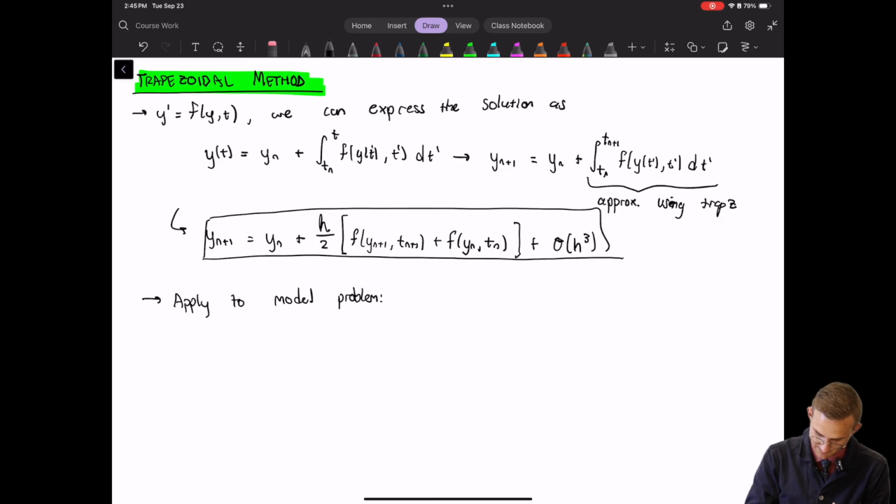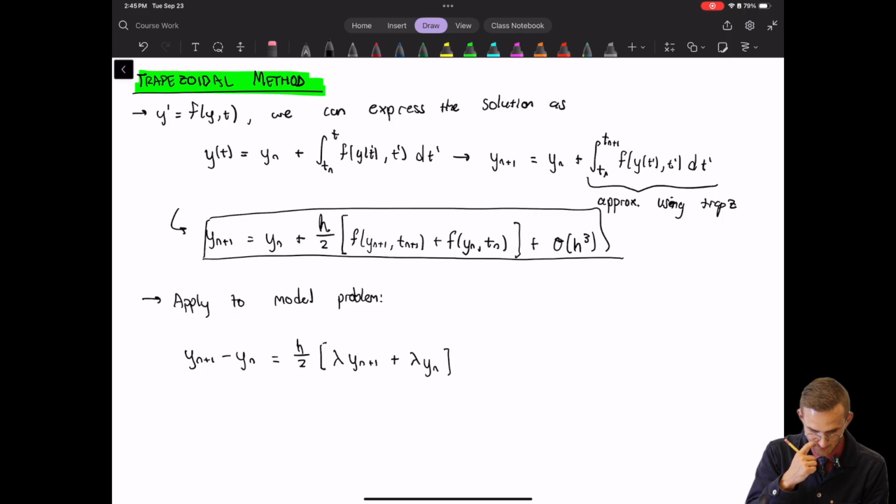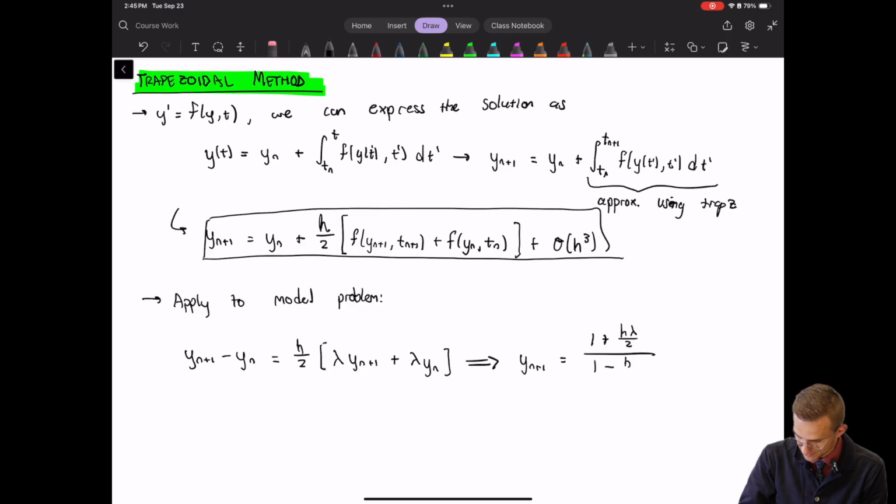So if we sub that in, we get yn plus 1 minus yn on the left-hand side is equal to h over 2 times lambda yn plus 1 plus lambda yn. And we can rearrange that to be yn plus 1 is equal to 1 plus h lambda over 2 divided by 1 minus h lambda over 2 times yn. And so our amplification factor is this more complicated thing, right?